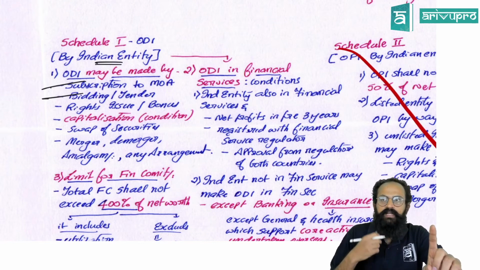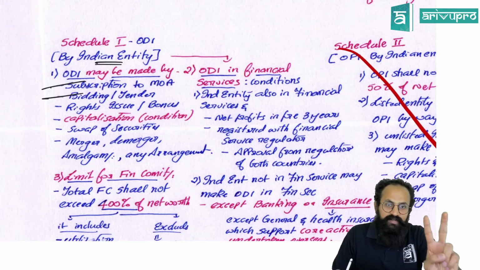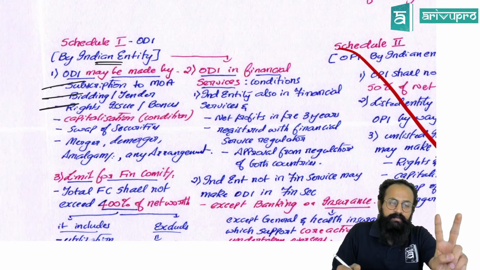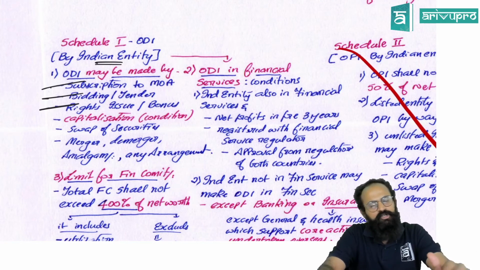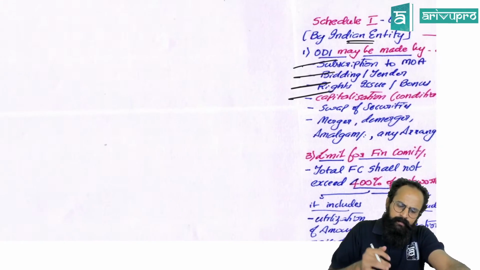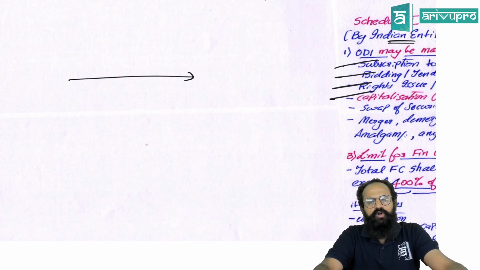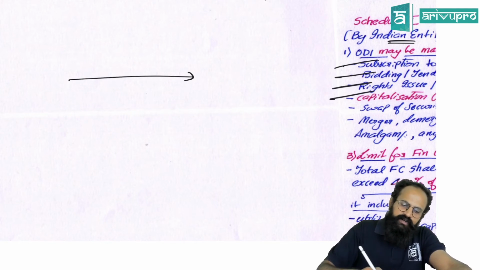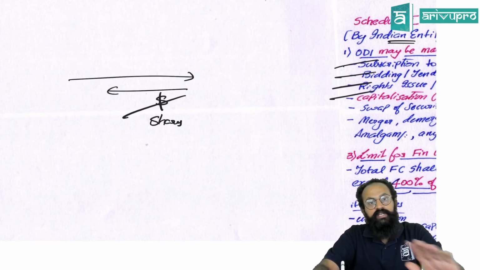Bidding or tender, meaning in a government tender, government biddings, or something like auction, you can participate and invest. Third one, rights issue or bonus issue: you have already invested, some rights are given to you, you can invest. Fourth one, capitalization. What is capitalization? Imagine the Indian entity has supplied some raw materials to the foreign entity. In return, I will say, do not give me money. Instead of that, give me shares. This is called capitalization. That is also allowed.